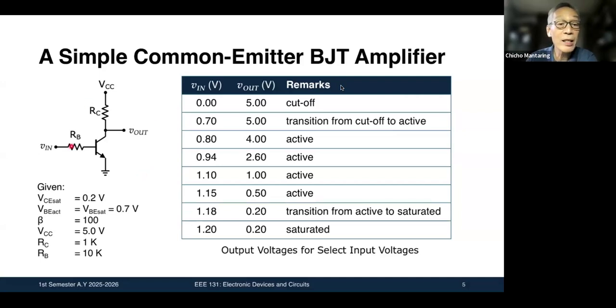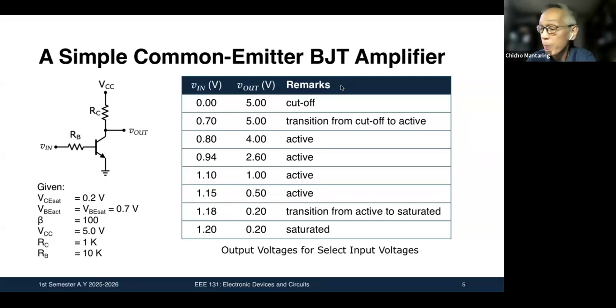So here is the circuit. It consists of only three components: your transistor, a base resistance, and a collector resistance. The input is applied to the base through the base resistance, and the output is at the collector. And then you have these particular parameters.